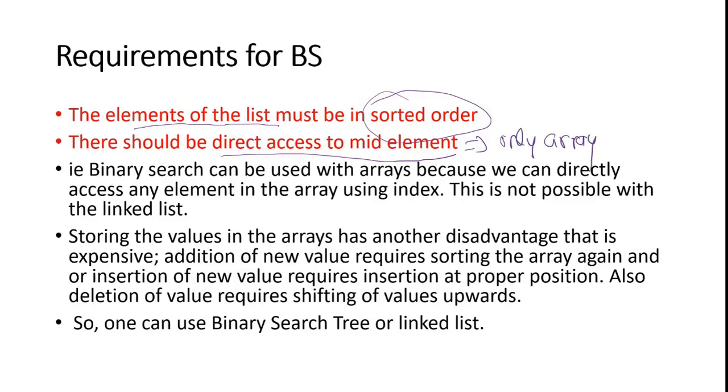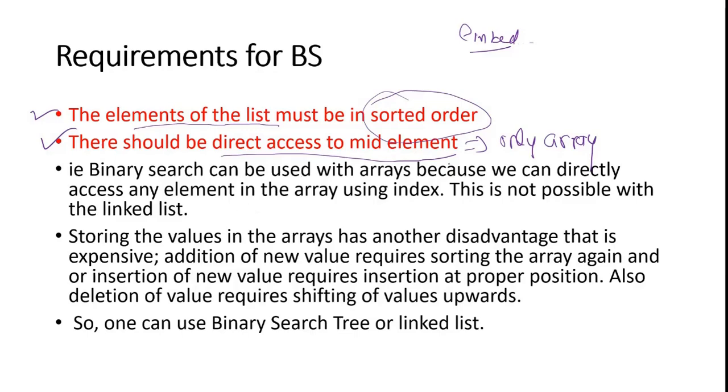So we can use binary search with arrays because we can directly access any element in the array with the help of an index. It is not possible to apply binary search if we maintain the list of values in the form of a linked list, because there we cannot find the mid element directly. So these are the two requirements that we must understand before applying binary search.